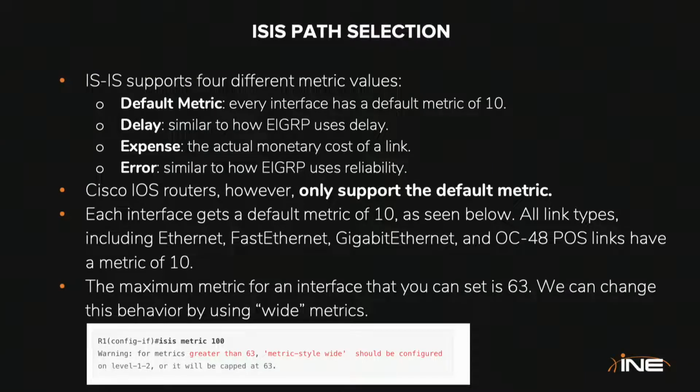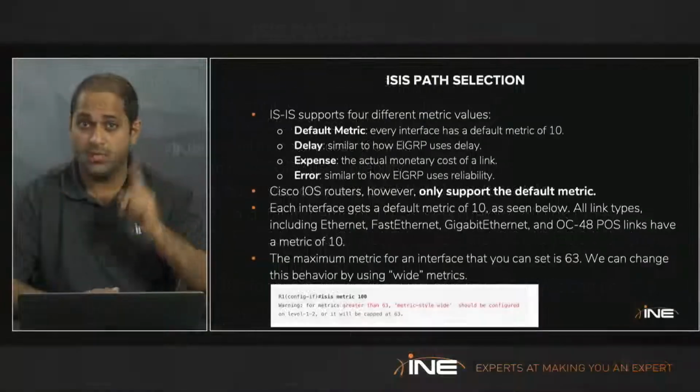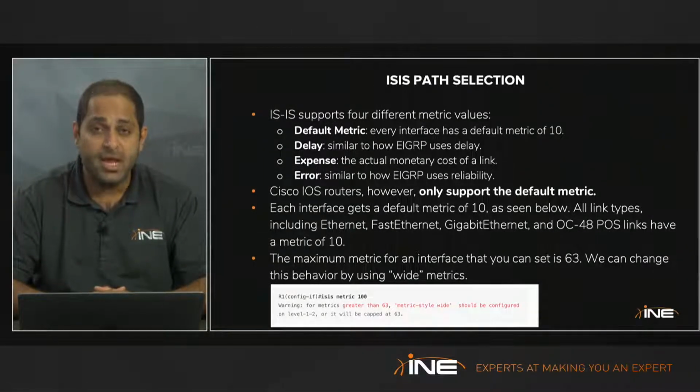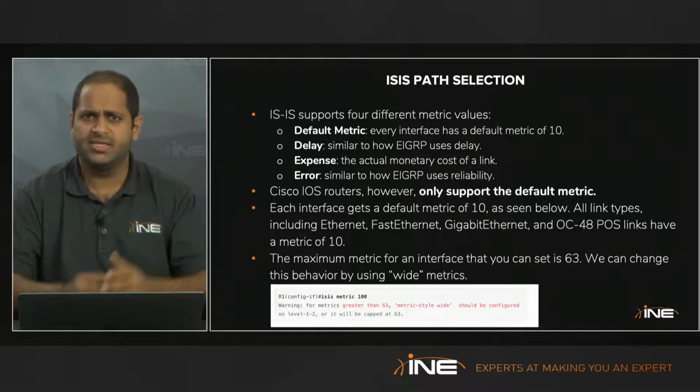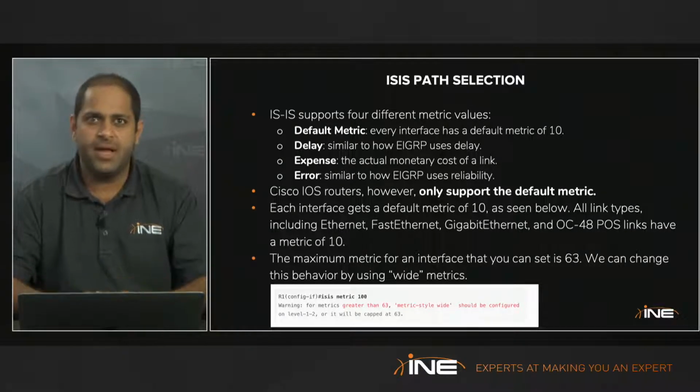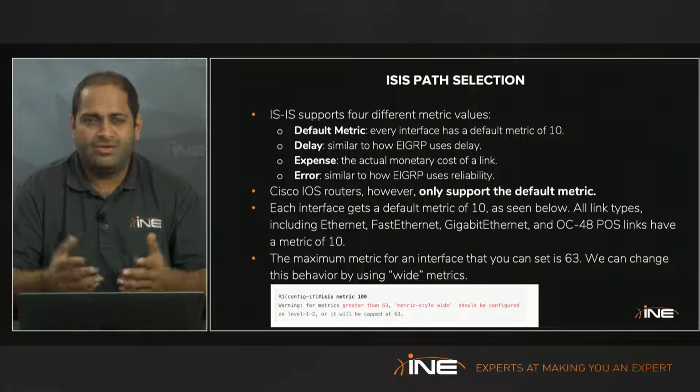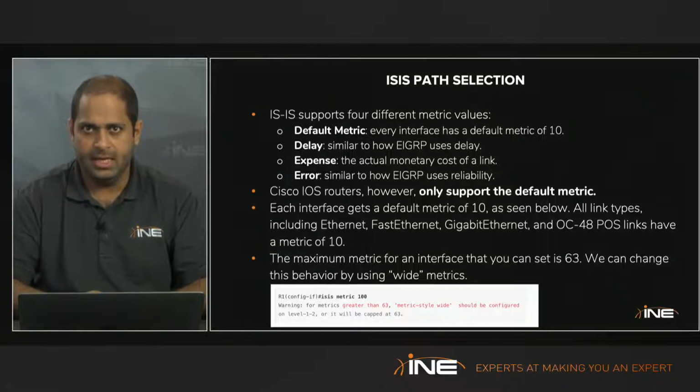We have delay, which is similar to how EIGRP uses delay. We have expense, which is the actual monetary cost of a link. And then we have error, which is similar to how EIGRP uses reliability. However, Cisco routers only support one metric, which is the default metric, which is always 10 by default. So whether it's a Fast Ethernet or an Ethernet or maybe a T1 or an OC-48 link, it doesn't really matter. The cost is going to be 10.